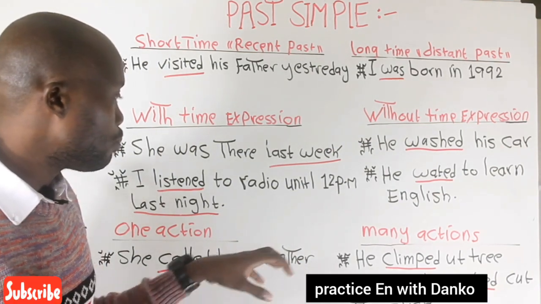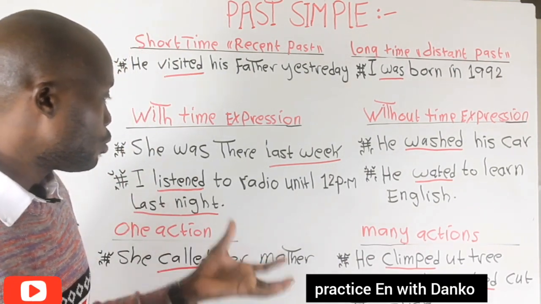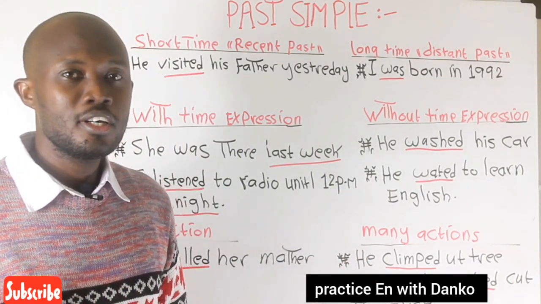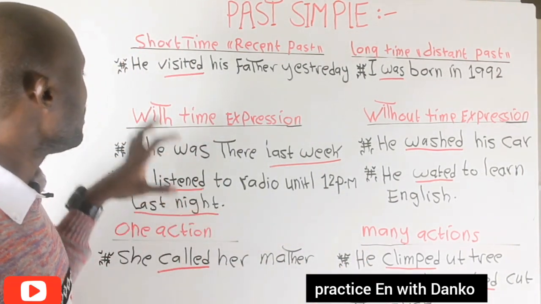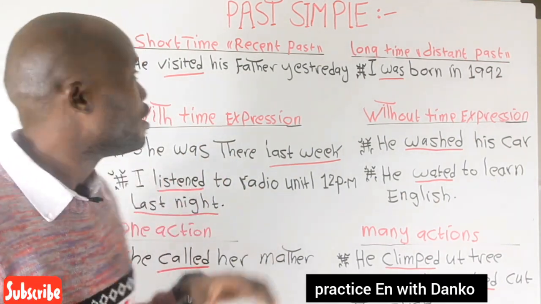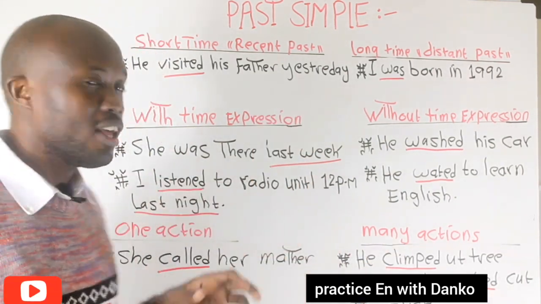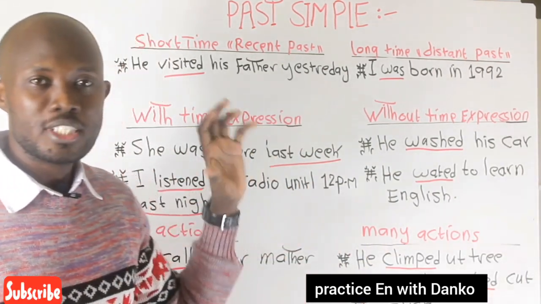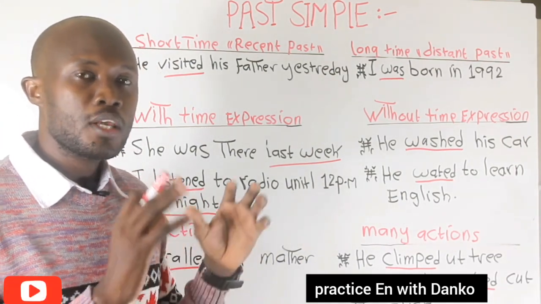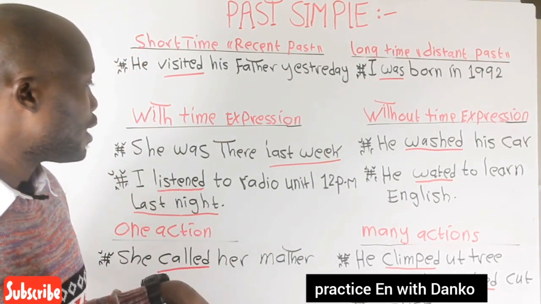However, there could be more than two. It doesn't matter. It could be 3 or 4 actions in one sentence. So this is about the different times of the past simple tense: short time, long time, with time expressions, without time expressions, one action, or many actions. So this is about the past simple tense.